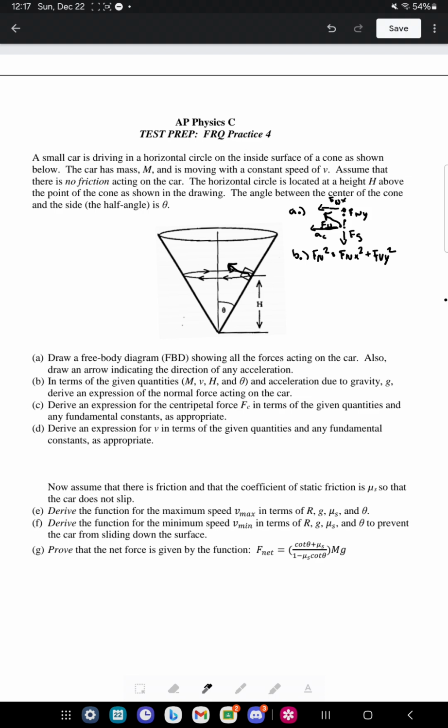So it is the centripetal force. So F_n equals, and I'm going to take the square root of (mv squared over r) squared plus (mg) squared.